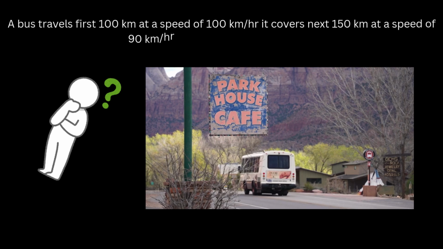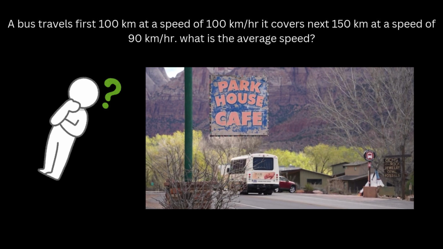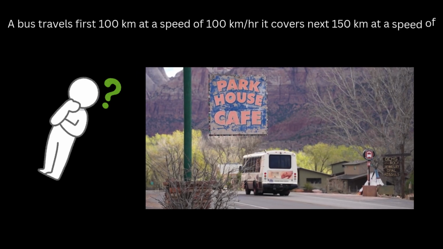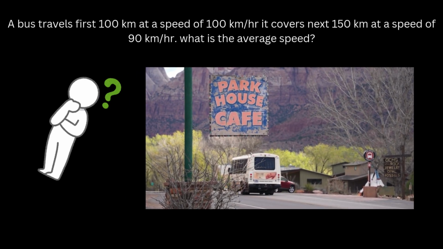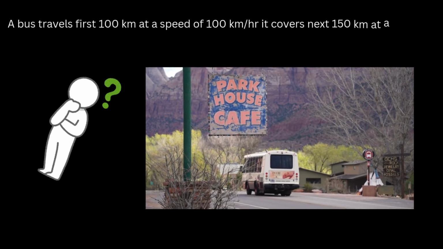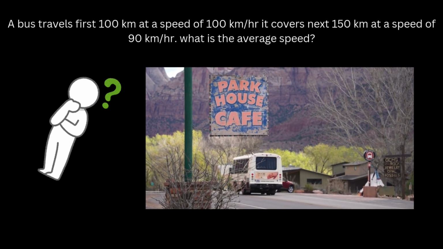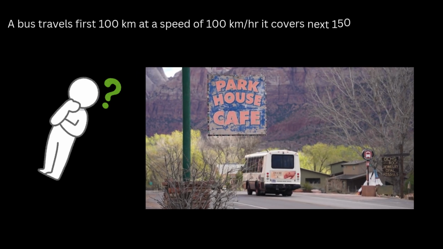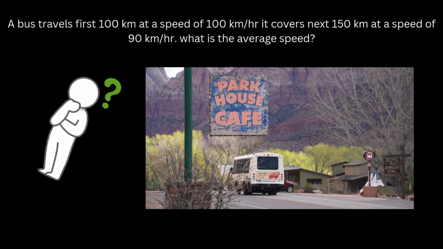A bus travels in two stages. In the first stage, it covers 100 km at a speed of 100 km per hour. In the second stage, it covers 150 km at a speed of 90 km per hour. We need to find the average speed of the bus for the entire journey.